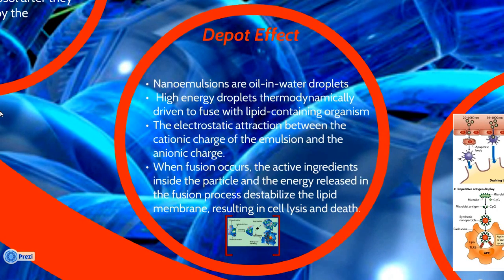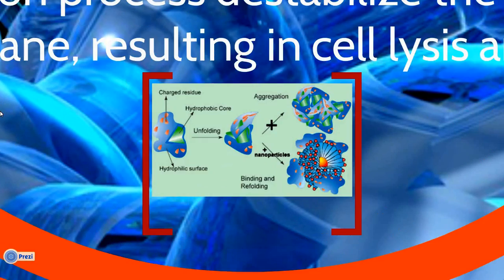Depot effect. Nanoemulsions are oil and water droplets. They are high in energy, thermodynamically driven to fuse with lipid-containing organisms. This is driven by the electrostatic attraction between the cationic charge of the emulsion and the anionic charge. When fusion occurs, the active ingredients inside the particle and the energy released in the fusion process destabilize the lipid membrane, resulting in cell lysis and death.